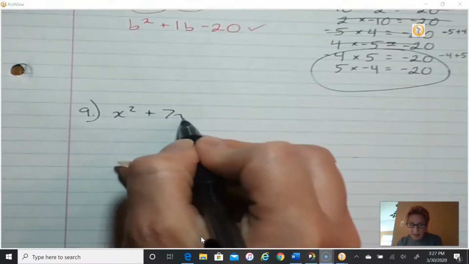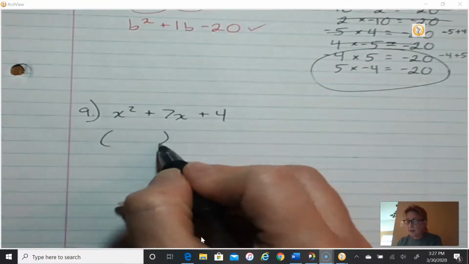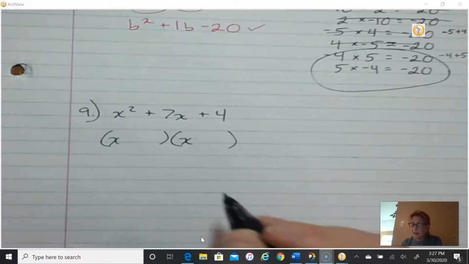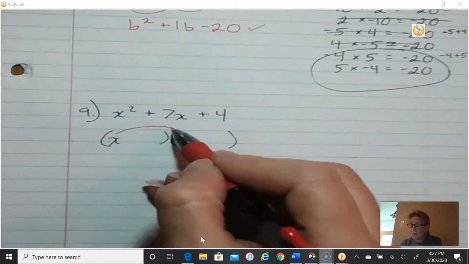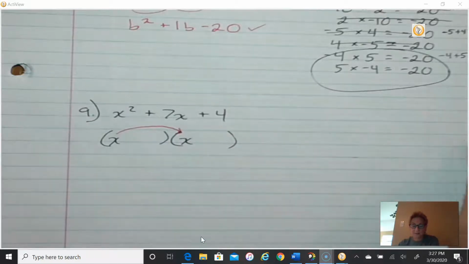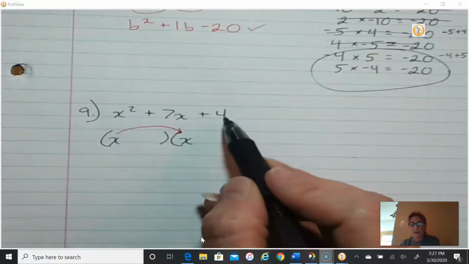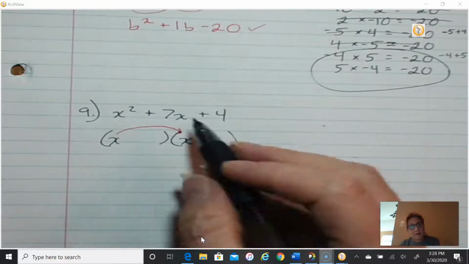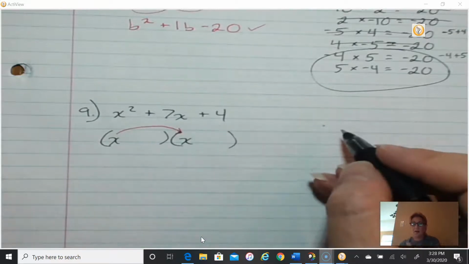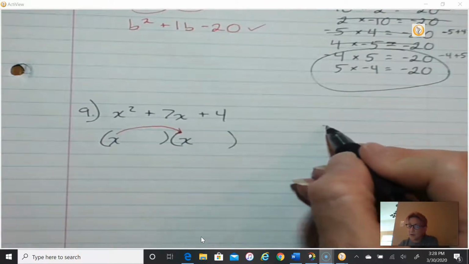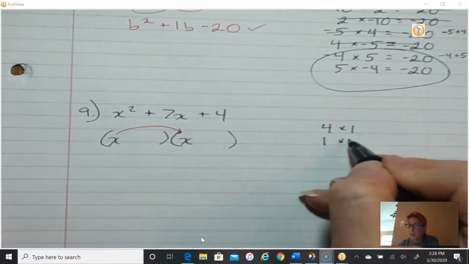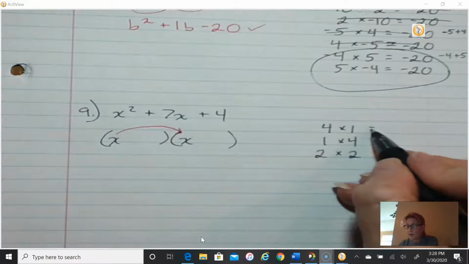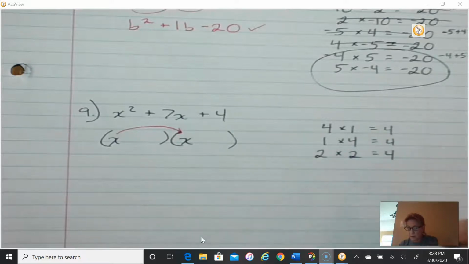x squared plus 7x plus 4. Have your parentheses. We now know that x times x is going to give us x squared. So we know what goes in the first. Now we got to figure out what, when multiplied, gives us 4, but when added gives us 7. And they're all positive, so we don't have to worry about the whole negative and stuff. 4 times 1, 1 times 4. 2 times 2, that gives us 4.